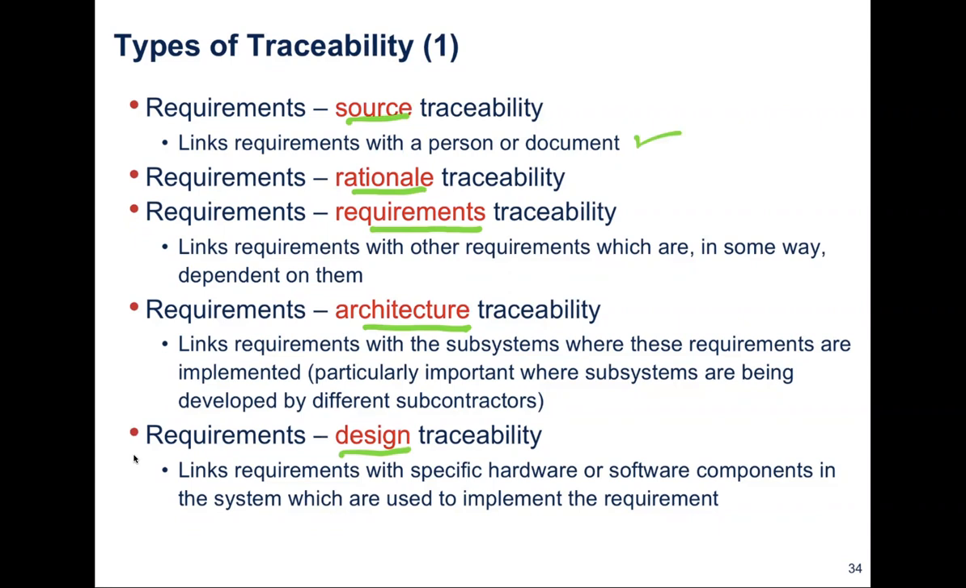Requirement traceability links other requirements which in some way depend on them. So it's not about the rationale of the requirements to each other, it's about the dependency between the requirements. Architecture traceability links requirements with the subsystems where these requirements are implemented, particularly important where subsystems are being developed by different subcontractors, as an example. Finally, design traceability links requirements with specific hardware or software components in the system, which are used to implement the requirement.